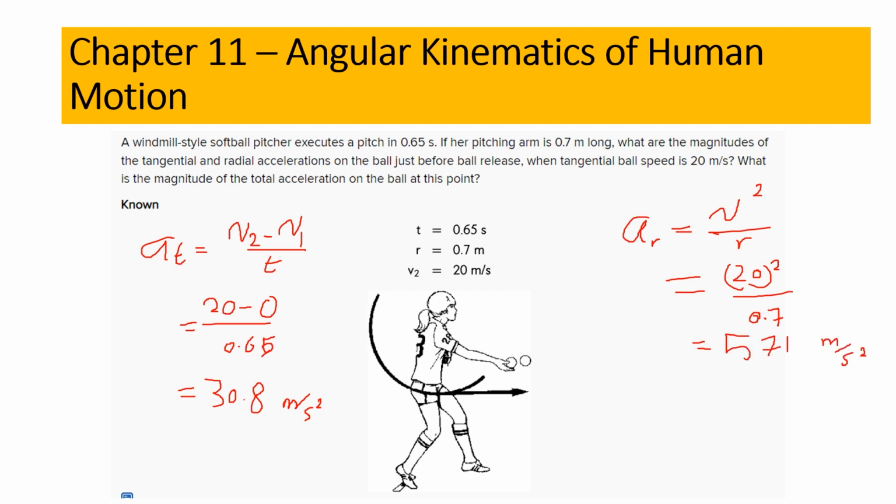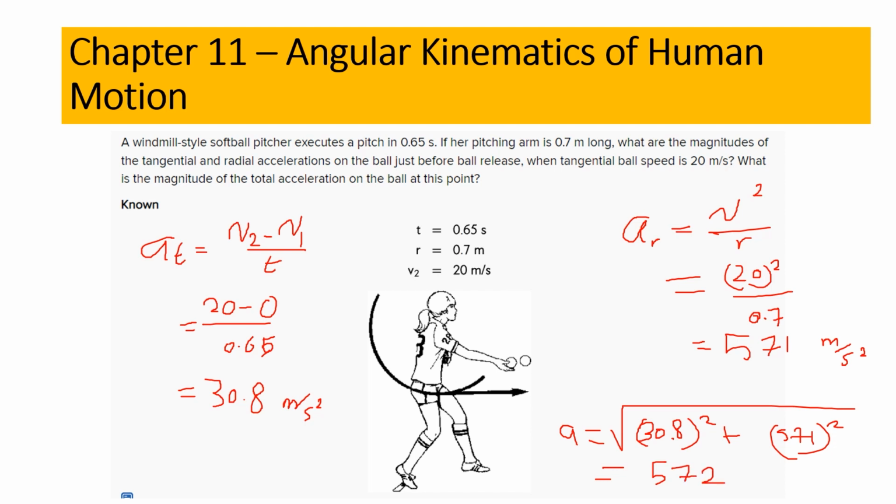Now, they're asking us to find the magnitude of the total acceleration, which means you take A equals the square root of 30.8 squared plus 571 squared. Makes sense? Because each one of them is perpendicular to the other, you use the Pythagorean rule, and then you take the square root. And if you do the same, that's going to be 572 meters per second square. Make sense? Yeah, this is the entire content of it.